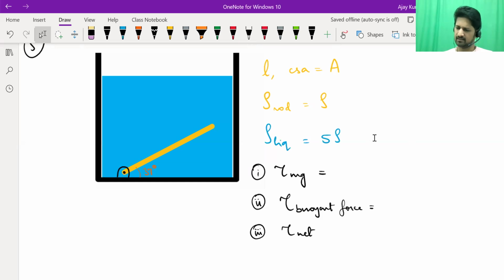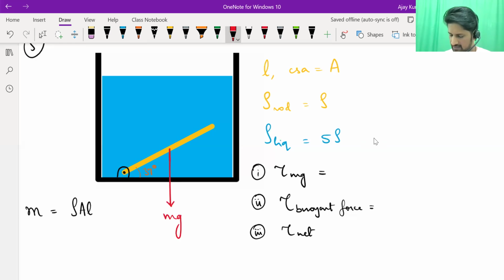Can any of you tell me the mass of this rod? Mass is density into volume, into rho Al. So rho Al into g will become mg. And what is the line of action of mg? Vertically downward through the center of mass of the object, through the center of gravity, which will be the same as the center of mass. So mg acts like this.